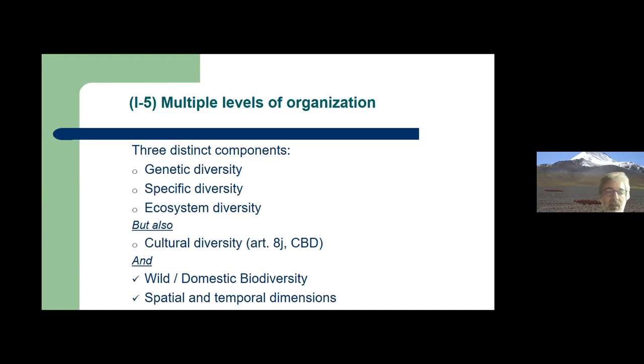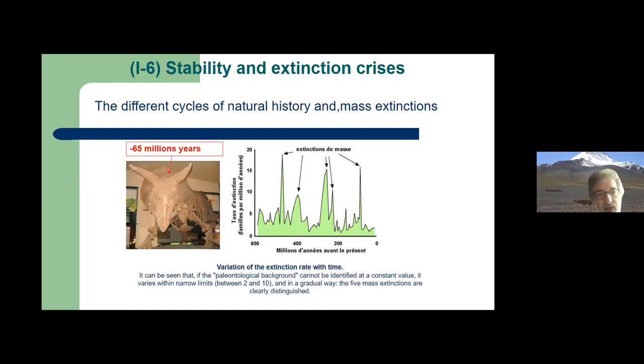But we need to understand also the difference between wild species and domestic biodiversity from domestication processes, and the spatial and temporal dimensions. So there are multiple levels of organization that we need to consider for understanding what is really biological diversity, and that explains this stability and the different extinction crises, because now we can see five massive extinctions over time, and now we're talking about the sixth extinction from the Anthropocene.